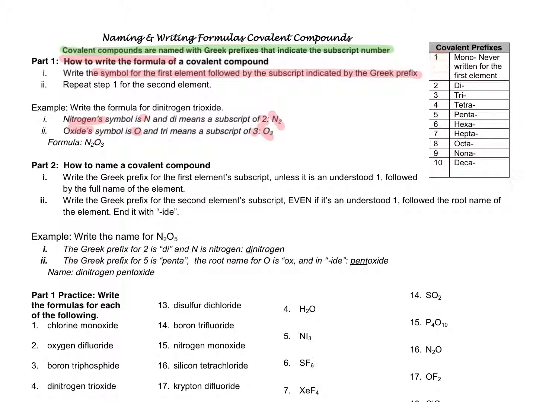When you look at these prefixes, you need to know them. Number 1 is mono. The only thing is this will never be used on the first element. So with carbon dioxide, we don't say monocarbon dioxide. If you don't say a prefix, then you just assume there's only one on the first element. So it's just carbon dioxide, because 1 C, 2 O's, di. 3 is tri. 4 is tetra.